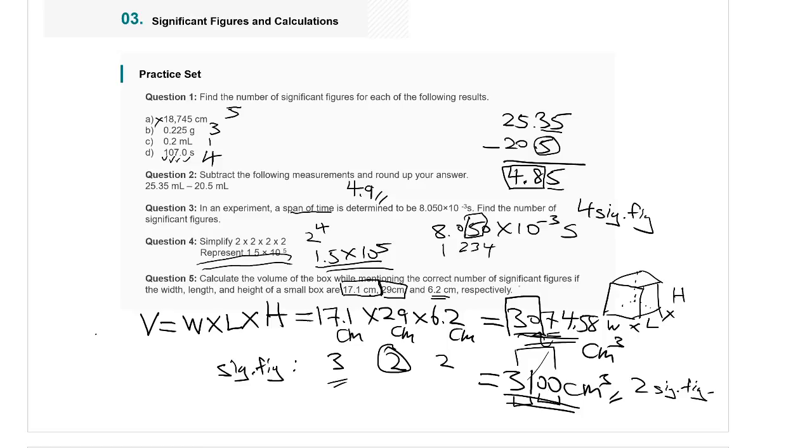But I cannot just leave 31 and then nothing behind that. So that doesn't make sense. So we can show it as 31,000. Yeah, it may be correct, but it causes confusion. It can be 4, it can be 2.